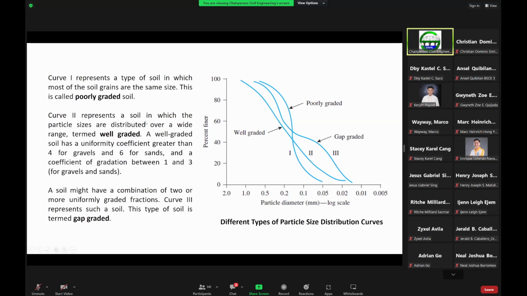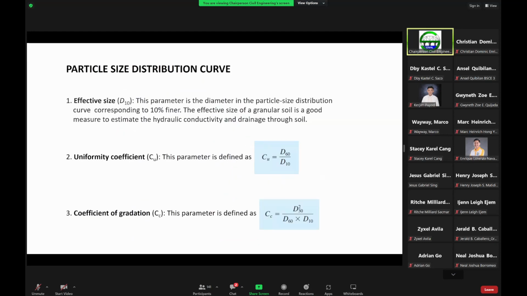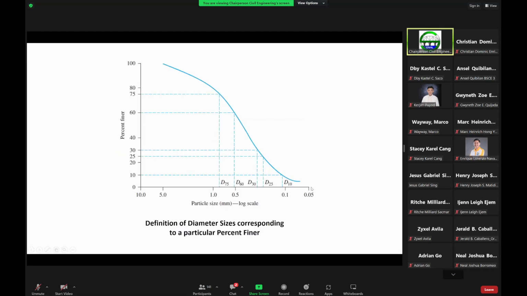Now, curve two represents a soil in which the particle sizes are distributed over a wide range. This one here is a well-graded soil. A well-graded soil has a uniformity coefficient greater than 4 for gravels and 6 for sands, and a coefficient of gradation between 1 and 3. Again, recall this is how we derive that.